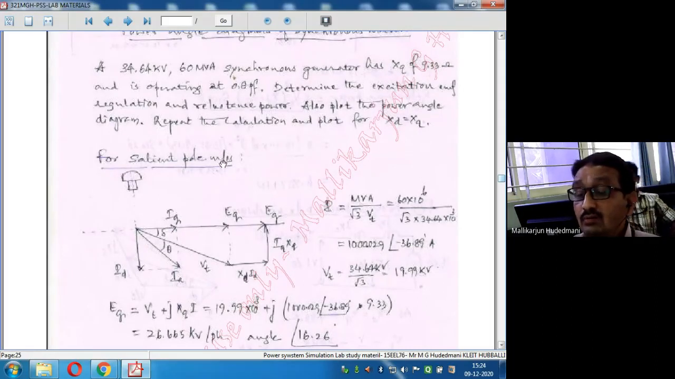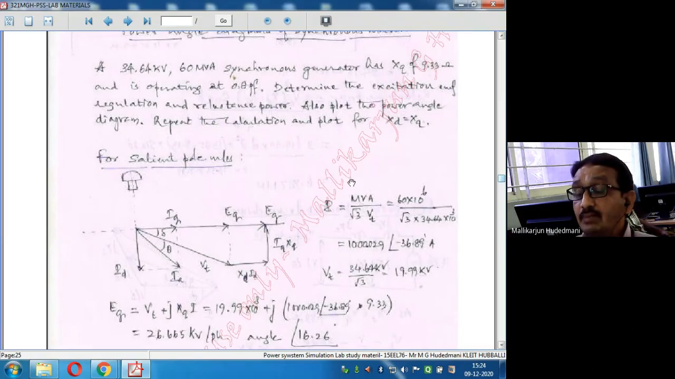So now I'll come to the actual calculation. What are these parameters? How do I get these parameters for my present work? Now looking at the problem, what is the voltage I am working with? 34.64 kV. What is the capacity of the synchronous machine? 60 MVA. What is the working power factor? 0.8.